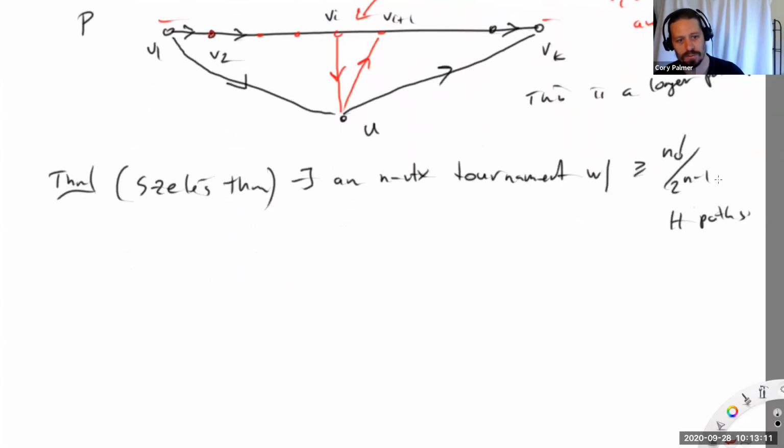N factorial dominates any exponential with a constant base. So as n gets large, this thing gets large here. At first, it's not much bigger, I guess, but eventually it's much, much bigger. All right. The proof of this is wonderful.